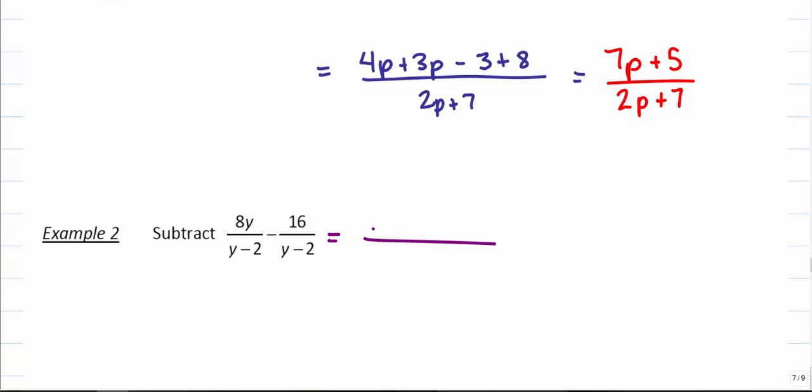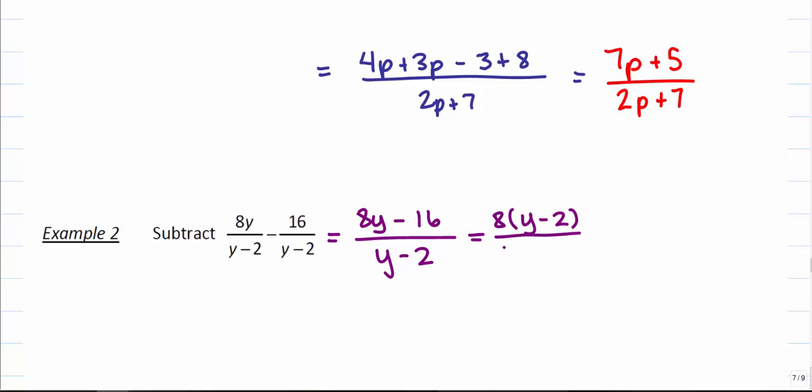So here I'm subtracting and the denominators are identical. Yay. So I'm going to do the numerators subtracted. I don't need parentheses because these are just single terms. And then all over y minus 2. Well, it looks like I'm done. Wait a minute. 8y minus 16. Oh, those both have a greatest common factor of 8. Check it. 8 times y, 8 times 2. Woo. And so now, look what I can do. I have a common factor, this and this. So I'm just left with 8. That's actually pretty handy.